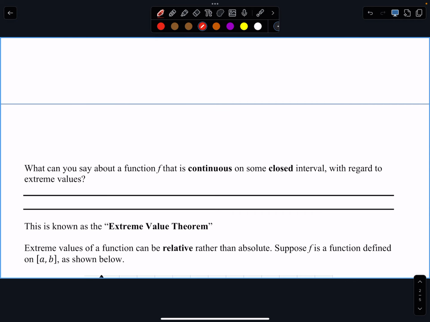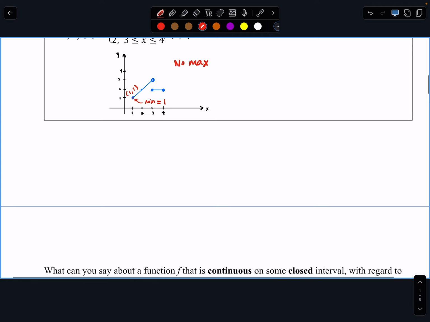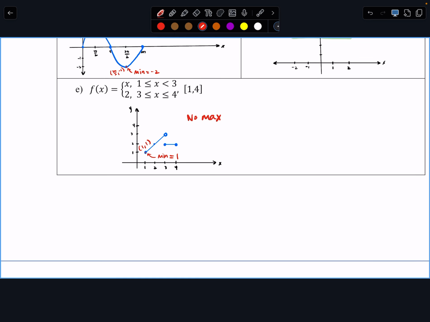Okay. I want you to look at all of those graphs, and why don't we do groupings. Talk about those graphs. What can you say about a function f that is continuous on some closed interval with regard to extreme values? What do you notice looking at those graphs? I would identify all of those graphs that are continuous on a closed interval and see what you can conclude about them. So go back and look at those graphs. Talk to your groupings. Turn to face each other.